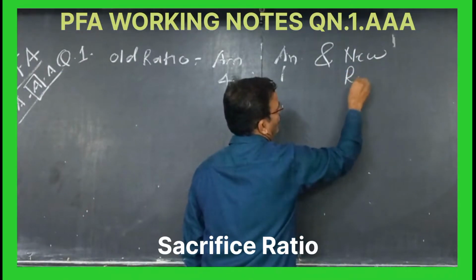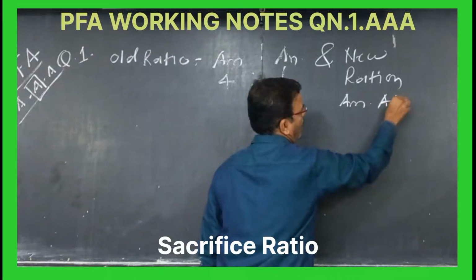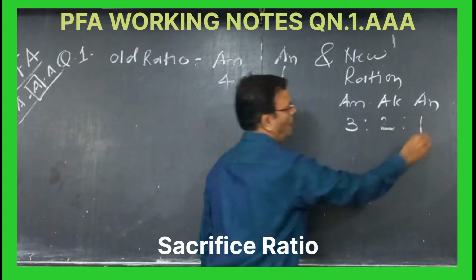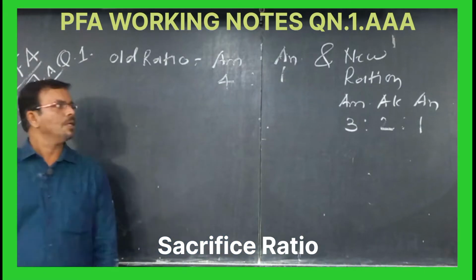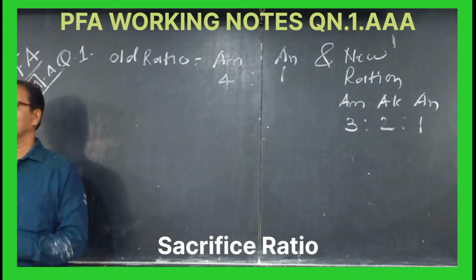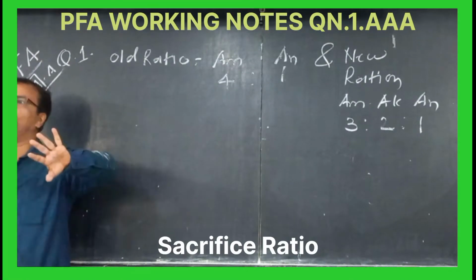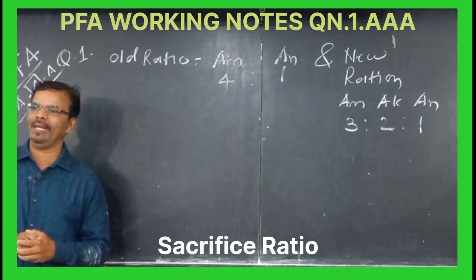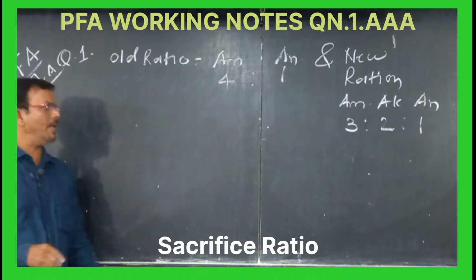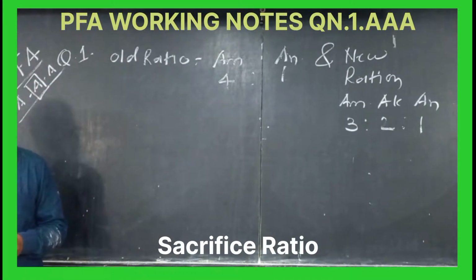New ratio, Amar, Akbar and Anthony. How much is given? 3:2:1. Okay, so in this case whenever the old ratio and new ratio are given, we always find out the sacrifice ratio of the old partner. The old partner is going to sacrifice profit to the new partner. So let's do the steps of how to find out the sacrifice ratio.